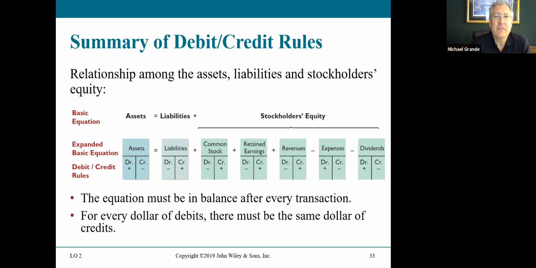Summary of debit and credit rules. Relationship among the assets, liabilities, and stockholders' equity. The basic equation, as we talked about, assets equal liabilities plus stockholders' equity. And here we see the expanded basic equation. And again, this is important. Assets are increased with a debit. Assets are decreased with a credit. On the liability side, it's just the opposite, isn't it? Liabilities increase with a credit, are decreased with a debit. Let's move over to the right-hand side. We see revenues. Revenues always go up with a credit. Expenses always go up with a debit.